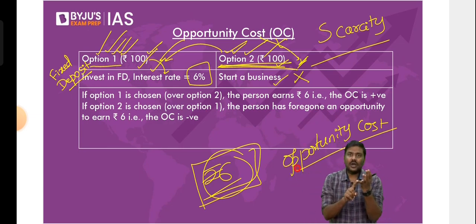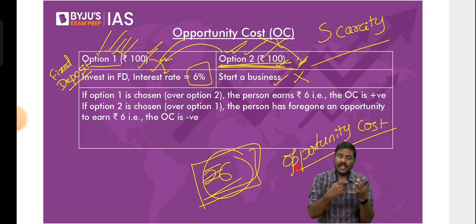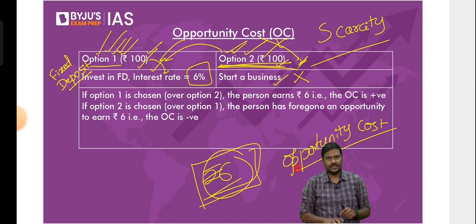Now understand this. Opportunity cost can be negative. Opportunity cost can be positive also. I'll start using the abbreviation OC here. OC can be positive as well as OC can be negative. How? So how can OC be negative and how can OC be positive? I'll continue the same example.